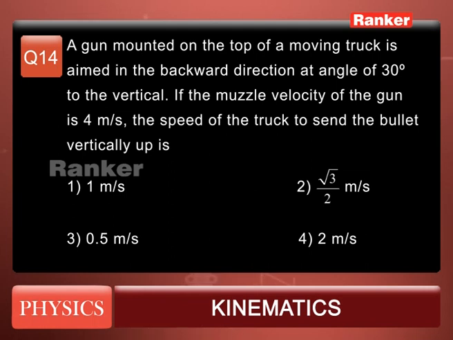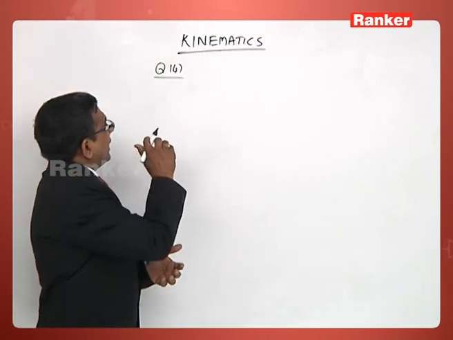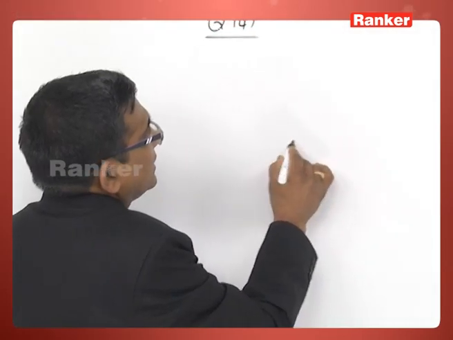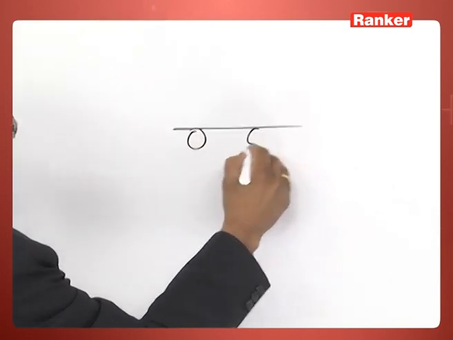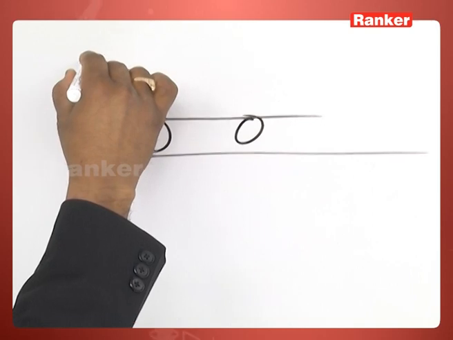The condition is you have to send the bullet vertically up. That is the point you have to notice in this problem. And let us see how I am solving this problem. Please follow it very carefully. Let us draw a rough diagram. In this case, there is a truck. This is a truck with wheels moving on the ground, and now a gun is mounted in this direction.